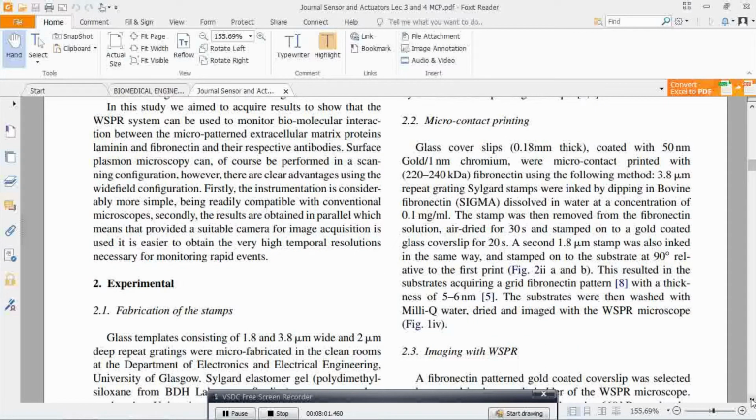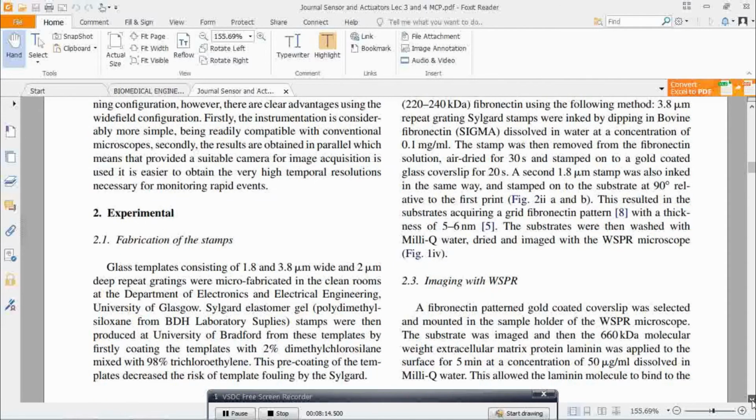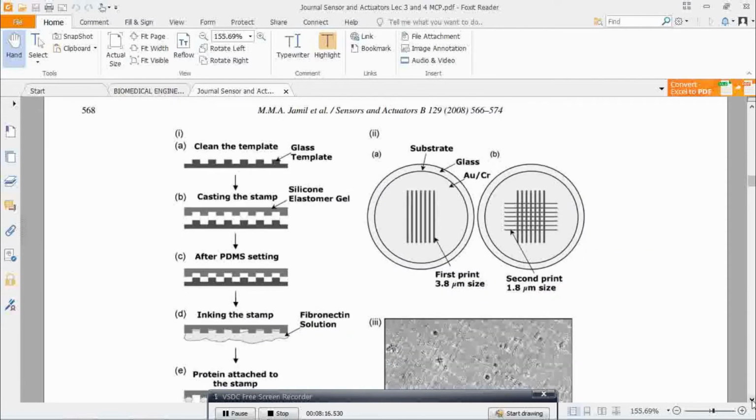Another technique that I would like you to explore is called micro contact printing. In micro contact printing, we use a PDMS stamp. I'll show you this image.